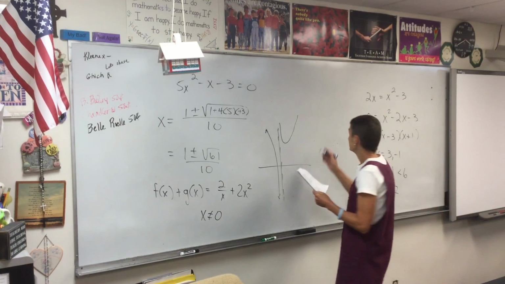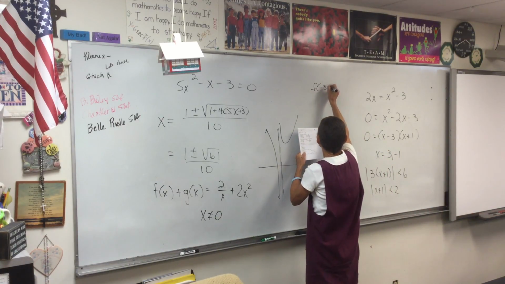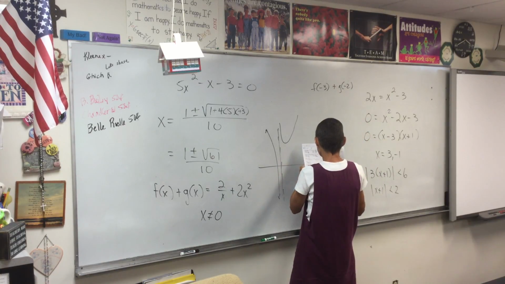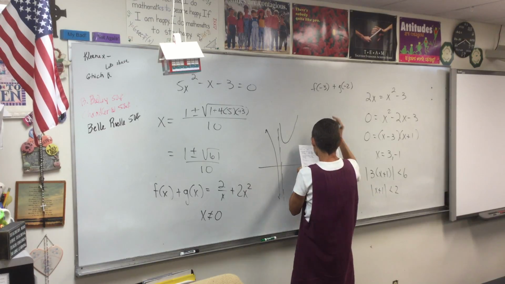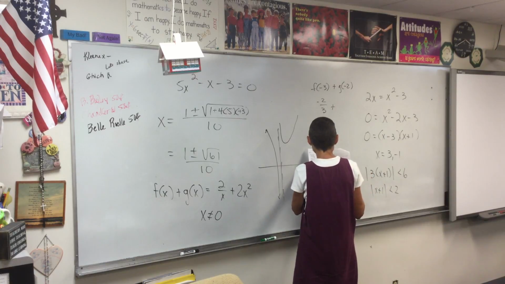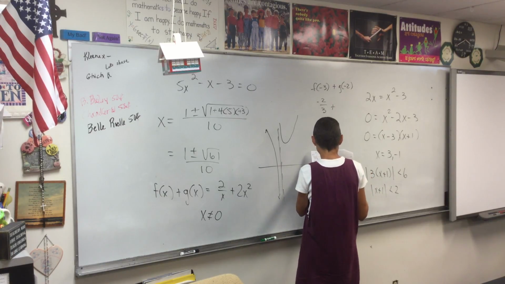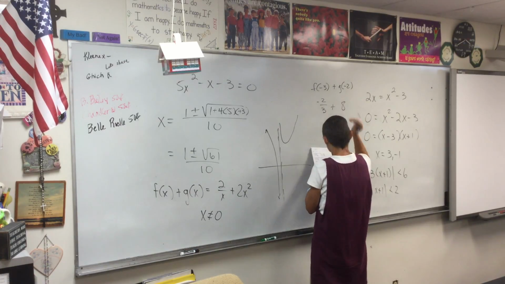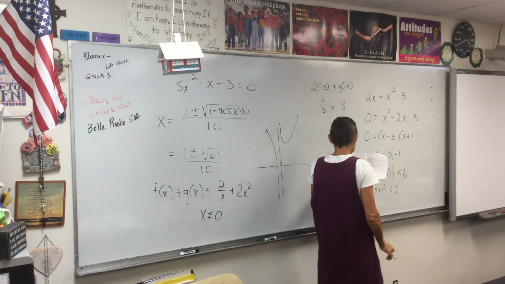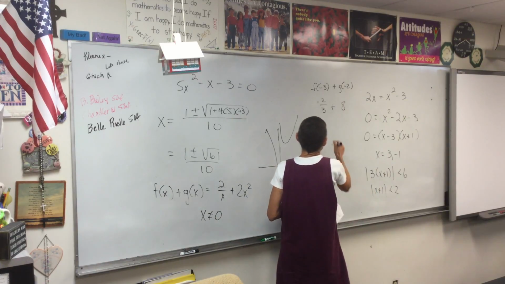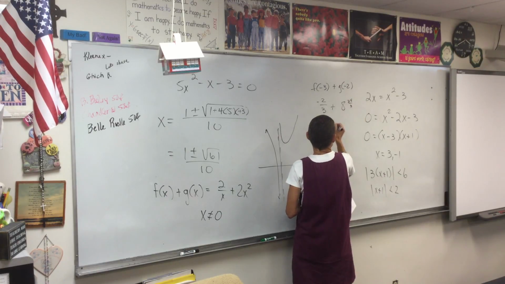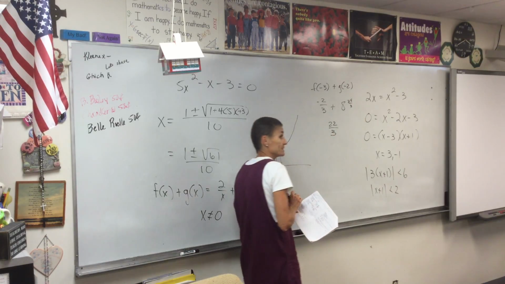All right, C says f of negative 3 plus g of negative 2. All right, what's f of negative 3? Negative 2/3. What's g of negative 2? 8. Negative 2 squared is 4 times 2 is 8. So your answer is, let's see, this is 24/3, so 22/3 or 7 1/3.